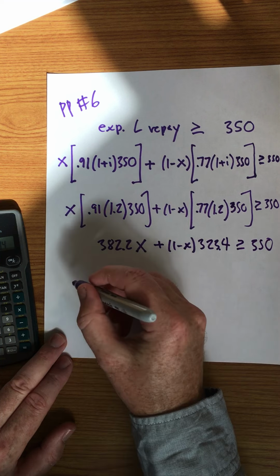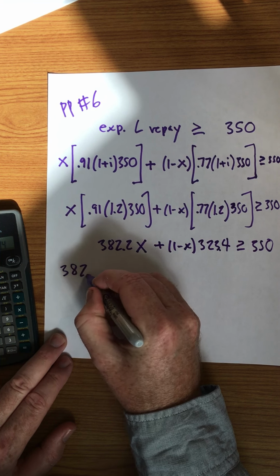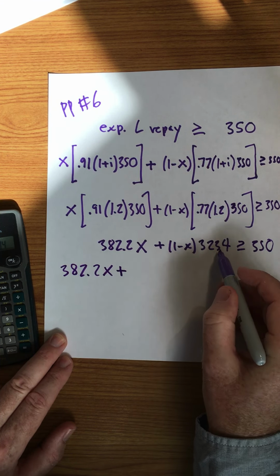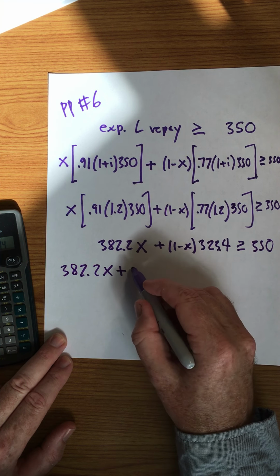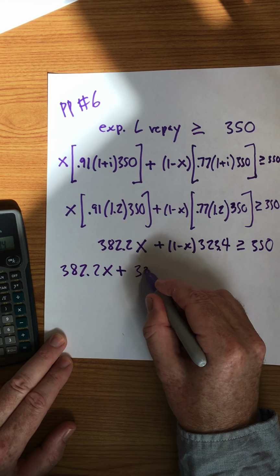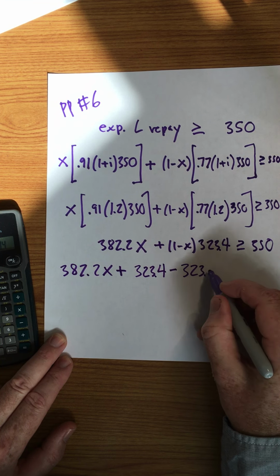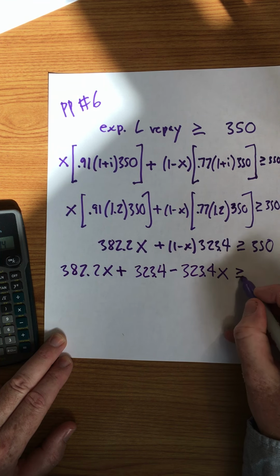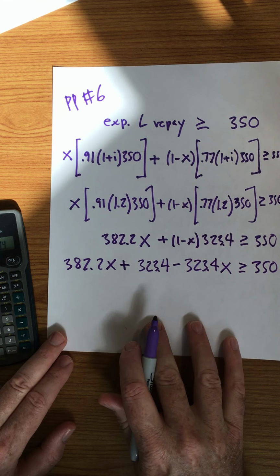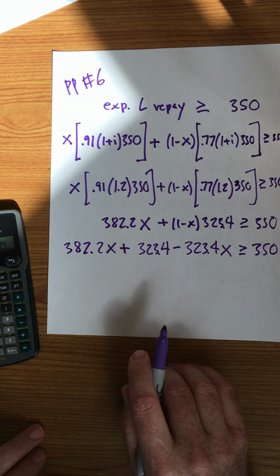I can distribute this, right? So I have 382.2x plus, and I'm going to distribute this through 1 minus x, so I get plus 323.4 minus 323.4x, if I did that right, greater than or equal to 350. Here we go. What next?